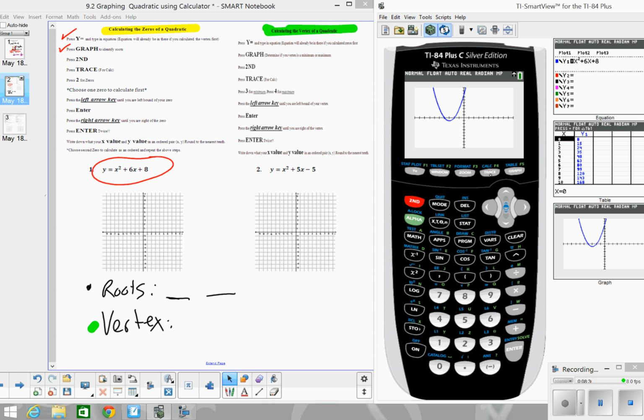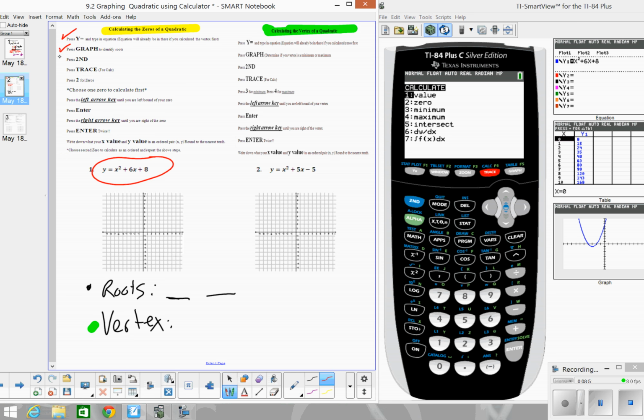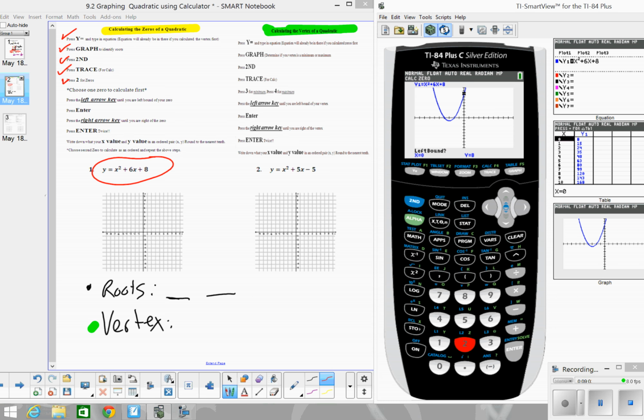Now, trace is 2 in from the right-hand side, and I really want that calc button. That's why I hit the second, because it's blue. So I'm going to hit trace right there. I'm going to have a menu. Now, what am I really looking for? Okay, what I'm really looking for are the zeros, or the roots. Okay, I did those 2 steps. So now my next step says press 2, or I could scroll down to hit 0. So I'm going to hit the number 2. Okay, good. Now, it says choose 1, 0 first.